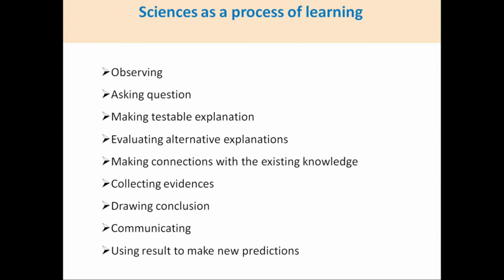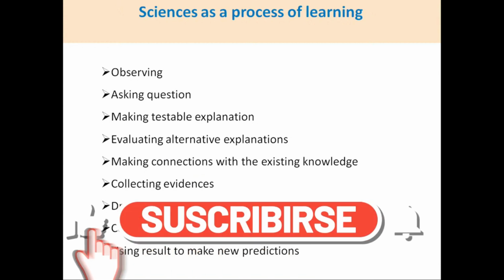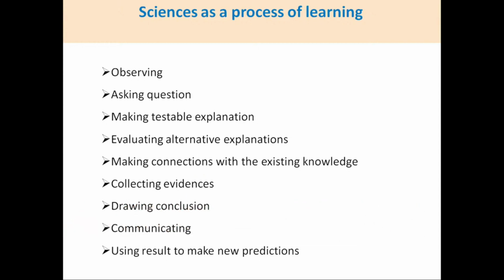for example, what is the wavelength of the color used in this photograph, in this painting. We cannot ask why this color looks more beautiful. So a testable question and a testable explanation are important, and then we evaluate alternative explanations, and then we make connections with the existing knowledge. Now here two things are there.